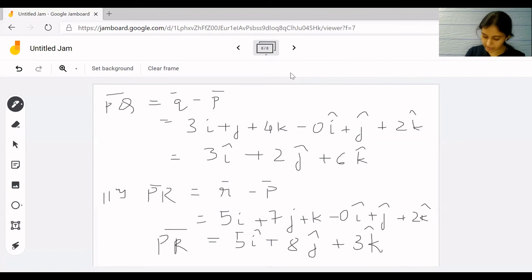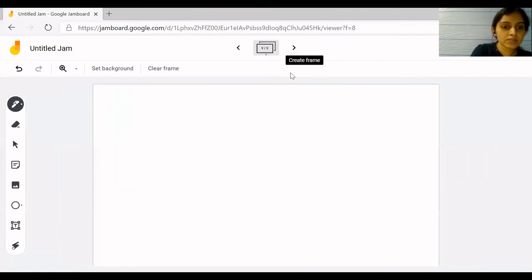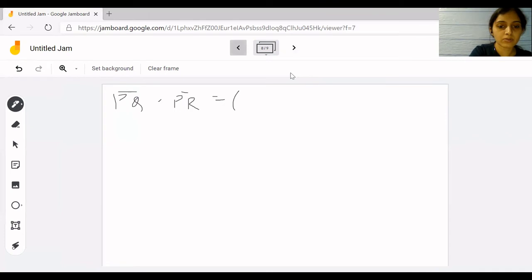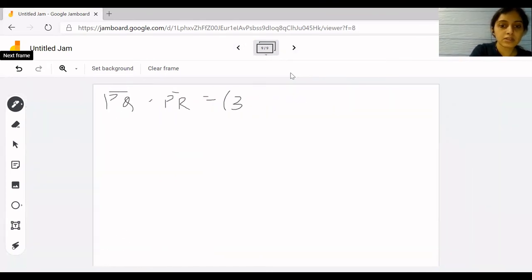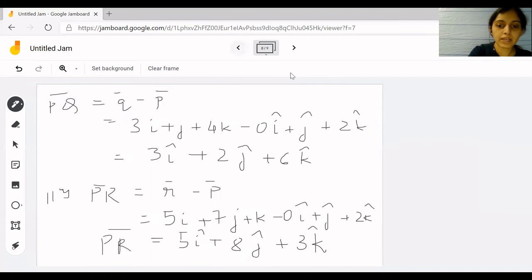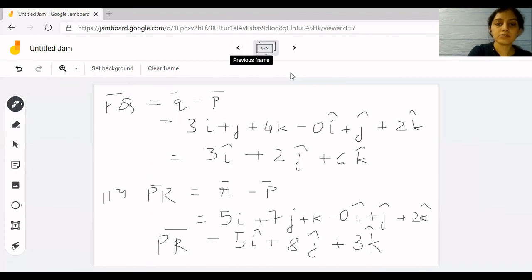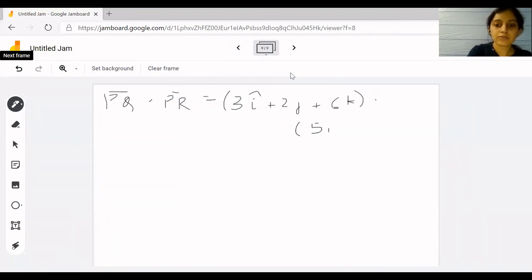I have both the vectors. Now let's take their dot product. That is PQ bar dot PR bar, which is the dot product of the two vectors: 3i plus 2j plus 6k, dot 5i plus 8j plus 3k.